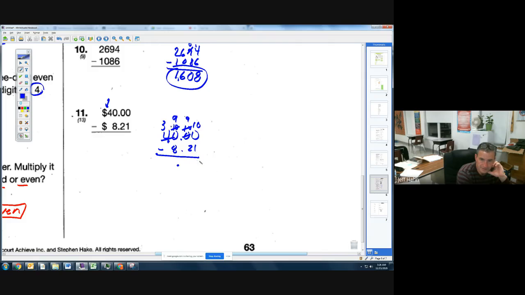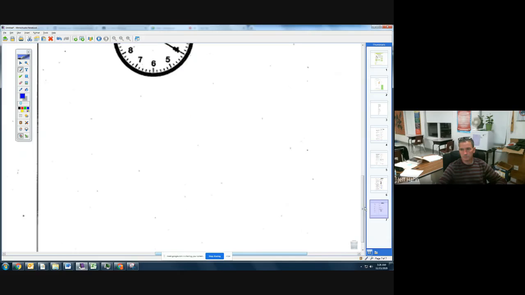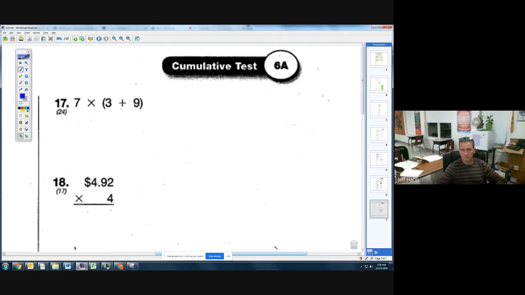So 1 from 10 is 9. 2 from 9 is 7. 8 from 9 is 1. And 3 from nothing is 0, so 0 from 3 is 3. And my answer then is $31.79. All right, off to page number 2. We are making our way through this whole thing.